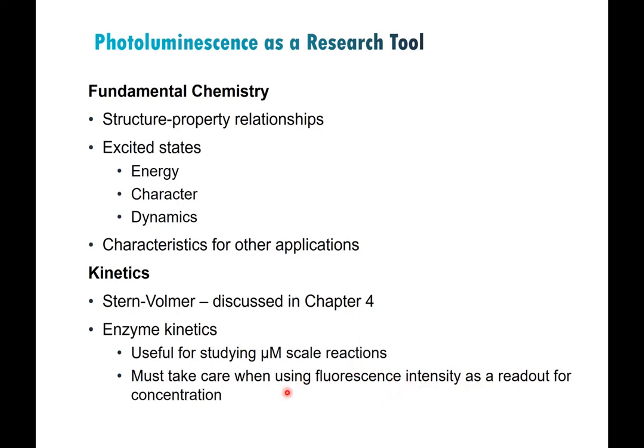So if you're using fluorescence intensity as a readout for concentration, as you often do in kinetics measurements, you do need to be careful that the observed intensity is not skewed in some way by those other factors. So that's something important to realize. Not everybody that does enzyme kinetics in this way realizes that, and so you'll see some data out there that's interpreted incorrectly because of other factors besides concentration that influence the intensity that people observe.